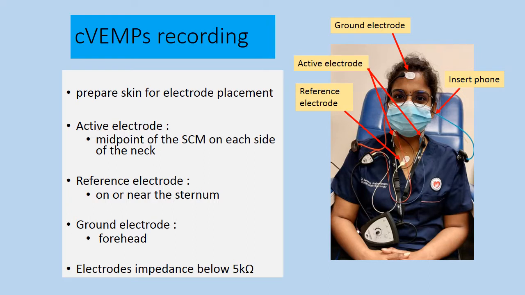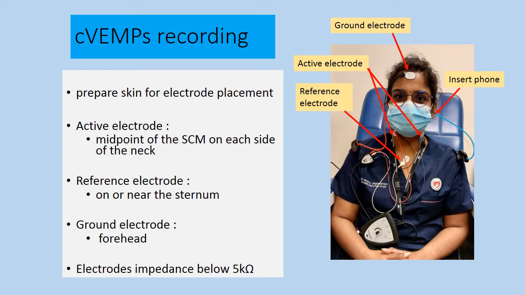To start the cVEMP recording, first prepare the skin for the electrode placement by cleaning and applying new skin prep gel using gauze, just like the preparation for ABR procedures. This is one of our medical officers in our ENT department, Dr. Nisha, with the electrode placement inside. So, place the active electrode at the midpoint of the SCM muscles on each side of the neck. Make sure that they are placed symmetrically.